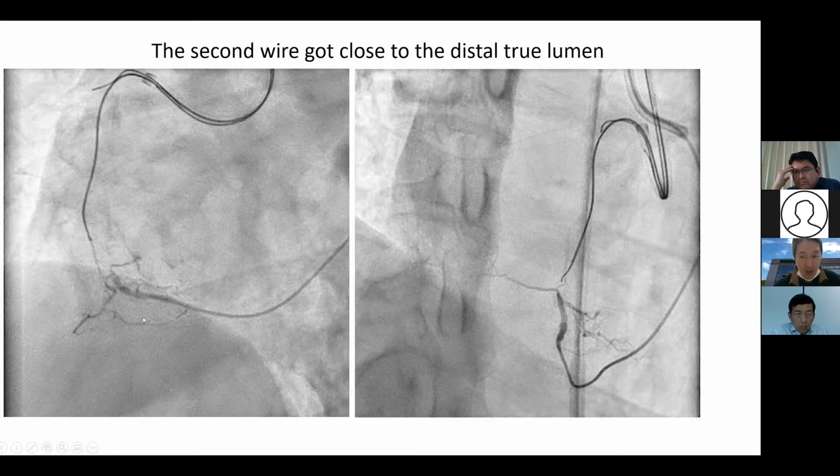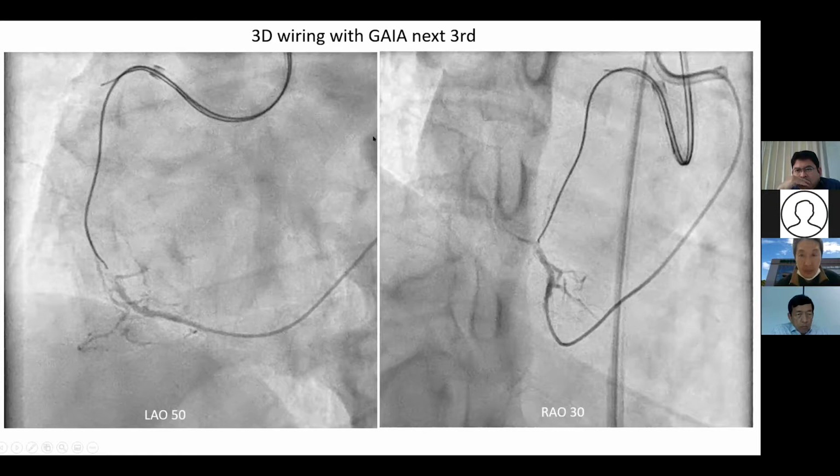This is the LAO and aerial view. And then this part is difficult to cross. I exchanged the wire to Gaia SAD because of the need for penetration.